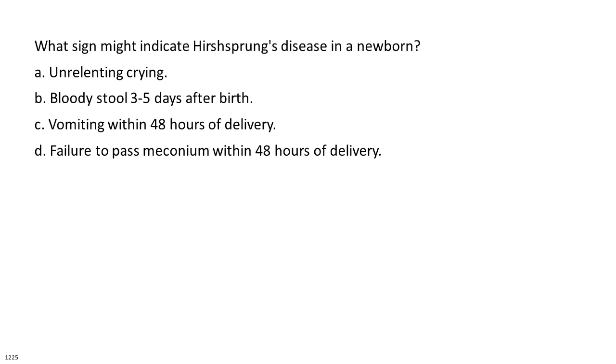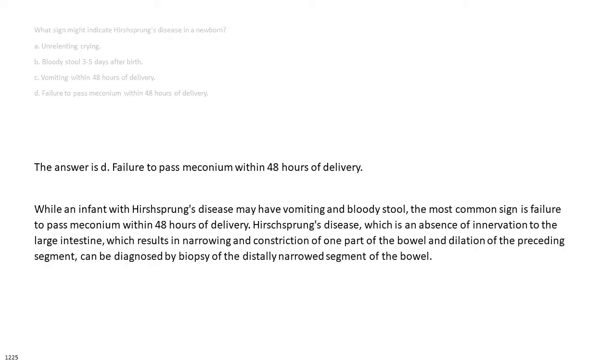What sign might indicate Hirschsprung's disease in a newborn? A. Unrelenting crying. B. Bloody stool 3 to 5 days after birth. C. Vomiting within 48 hours of delivery. D. Failure to pass meconium within 48 hours of delivery. The answer is D. Failure to pass meconium within 48 hours of delivery.